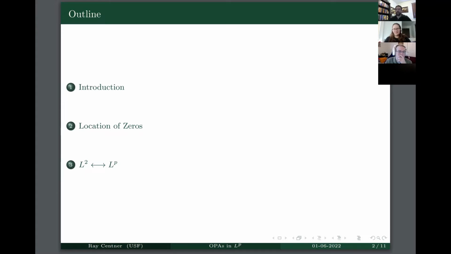Section three is a technique where you could study optimal polynomial approximants in the LP setting by using the Hilbert space setting of L2. That's by relating an optimal polynomial approximant, or equating it, to a polynomial in L2. I'll also talk about a conjecture in section three that relates to the conjecture from section two. I think they're both worth investigating, so hopefully you feel the same way as well.